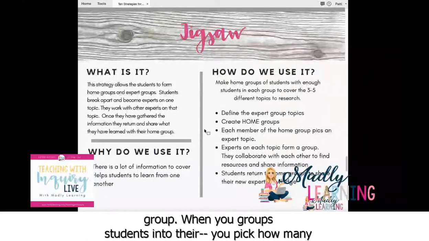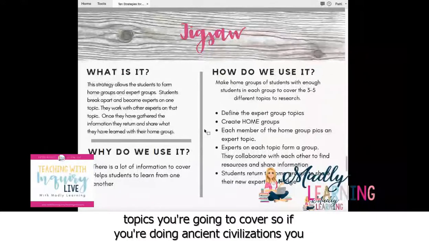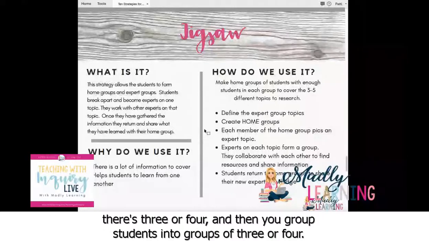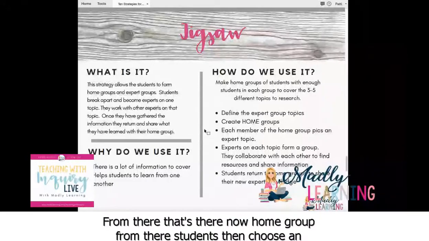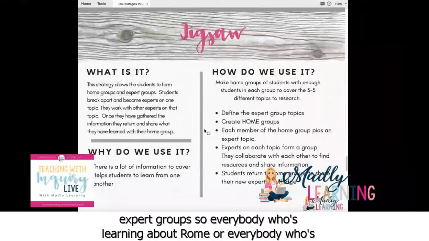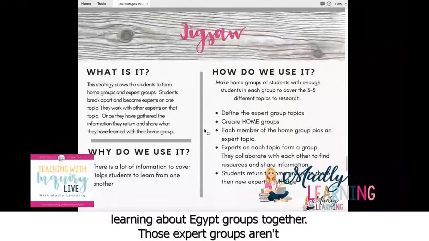So you pick how many topics you're going to cover. If you're doing ancient civilizations, you pick the different civilizations that your students showed interest in. Maybe there's 3 or 4, and then you group students into groups of 3 or 4. That's now their home group. From there, students choose an expert topic to explore more in depth. They now group themselves into expert groups. So everybody who's learning about Rome or everybody who's learning about Egypt groups together.